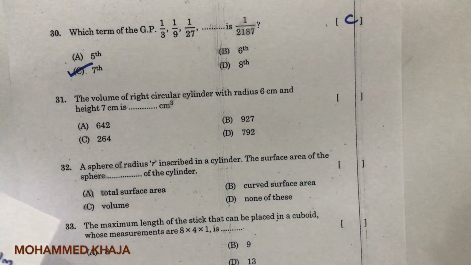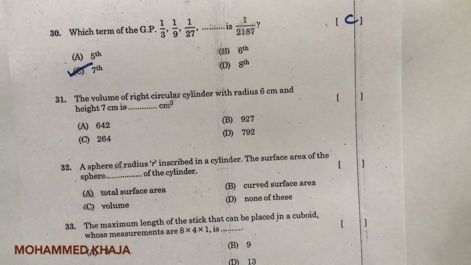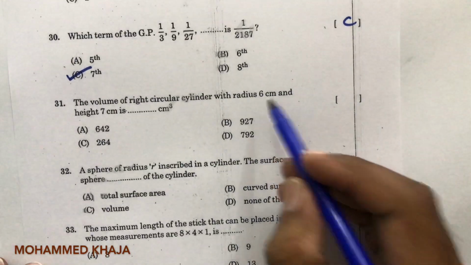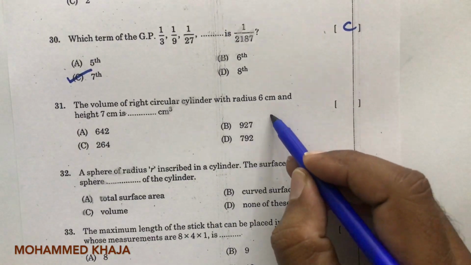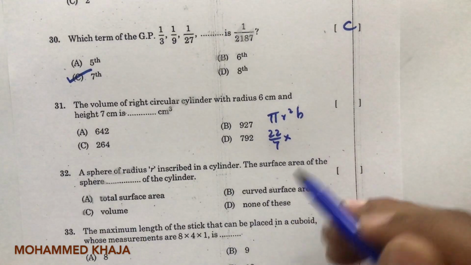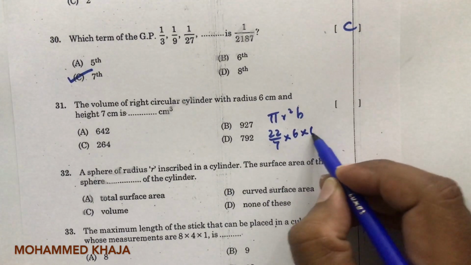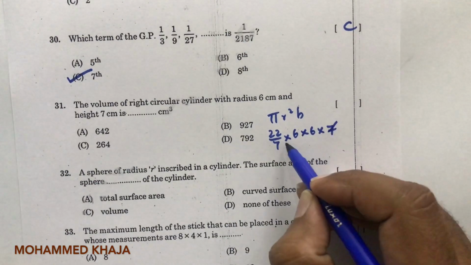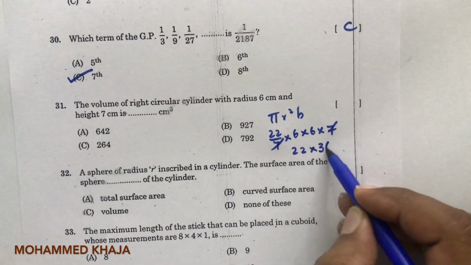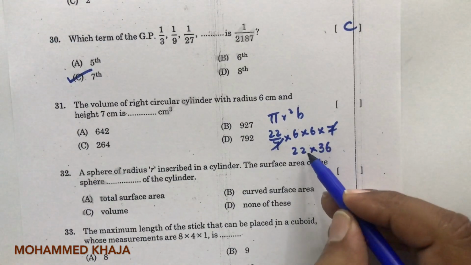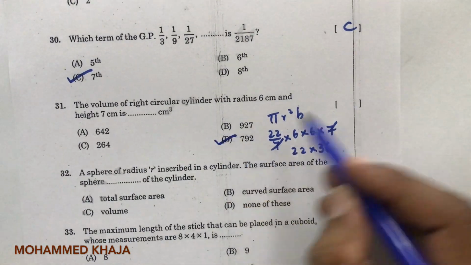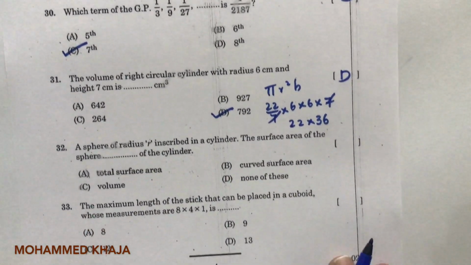GP problem. Next one. The volume of a right circular cylinder with radius 6. So the volume of a cylinder is pi r square h. 22 by 7, radius is 6 into 6, into height 7. 7 and 7 cancel. So 22 into 36. 36 into 2 is 72. 72 times 11 is 792. Correct option is D. Next question.